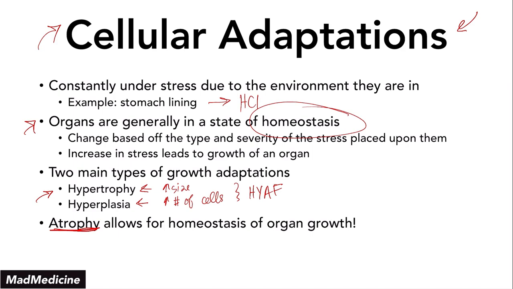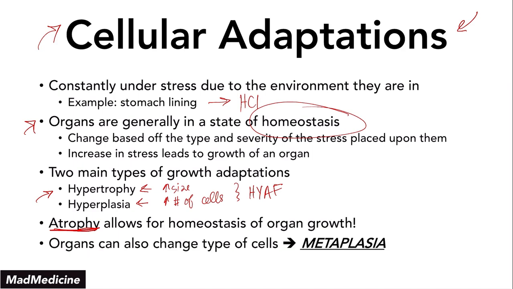So that's essentially what's going on. But what happens if the stress is too much, if the stress being placed upon the organ is such that the organ decides to change? Well, that is what we call metaplasia. Other than just the growth adaptations, organs can also adapt by changing the type of cells that make up that organ. So let's talk about metaplasia.